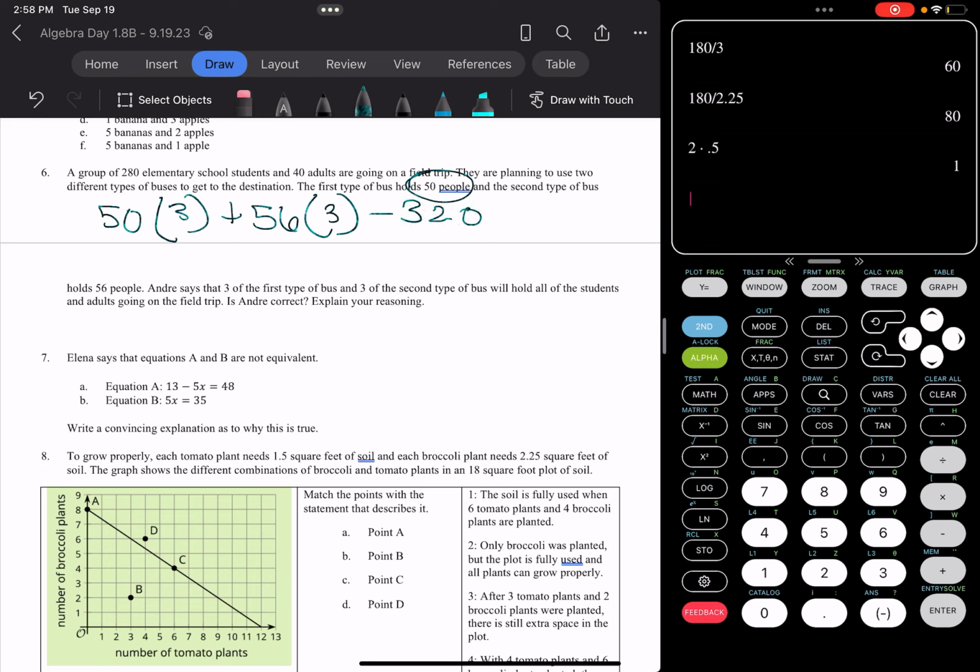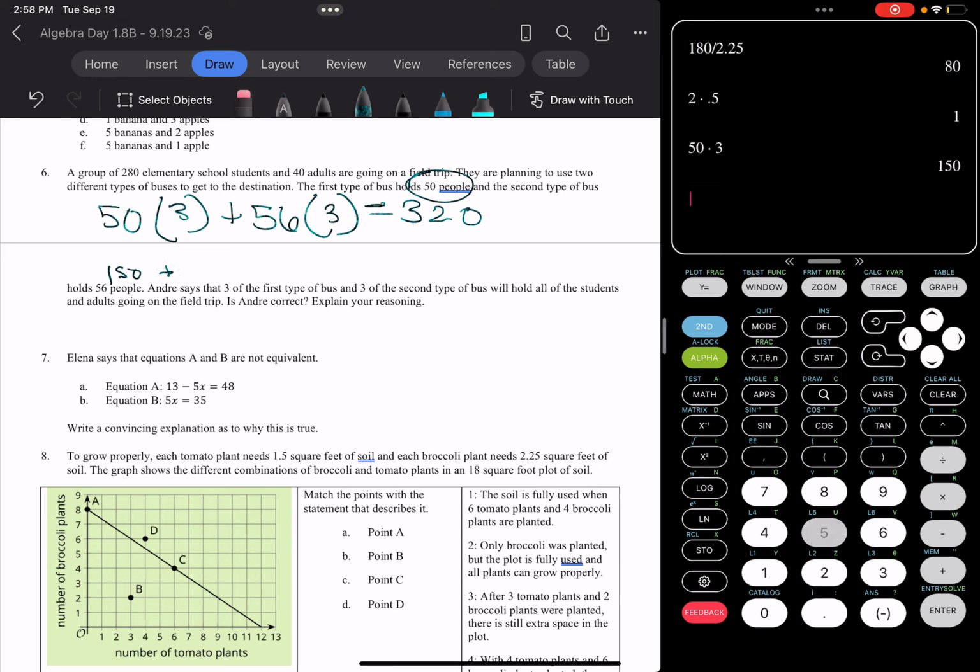people. Oh, what? It's auto erasing for me right now. Sorry, this is an equal sign. Equals 320. So our question is that true? So we have 50 times 3 gives us 150 seats. I don't know why it's doing this, guys, but it is.